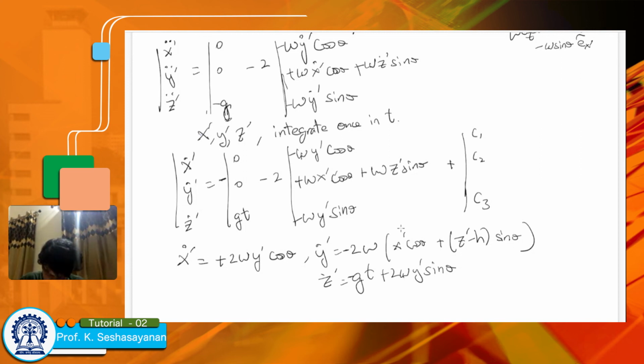So minus gt plus 2 omega y prime sin theta. Just verify with my notes. Everything's good. This h comes because at t equal to 0, z prime is not 0. At t equal to 0, you need velocity to be 0 and positions to be 0. So only when you have a constant c2 with z which is non-zero, you get this expression, and this expression verifies the initial condition.